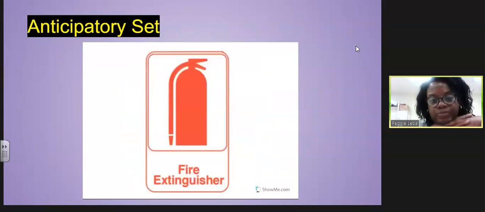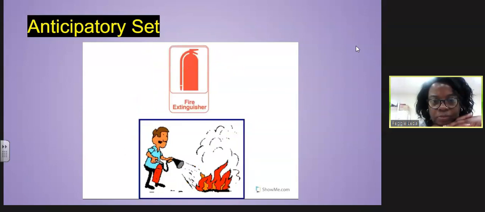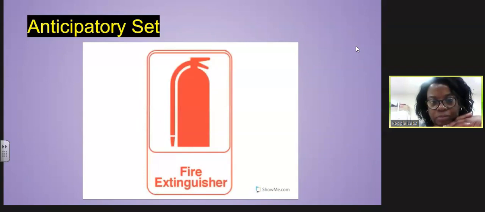Look at the sign. This says fire extinguisher. A fire extinguisher puts out fire. Look for this sign, fire extinguisher, when there's a fire, because we can use a fire extinguisher to put out the flames of the fire. Fire extinguisher. It's used to put out fire.